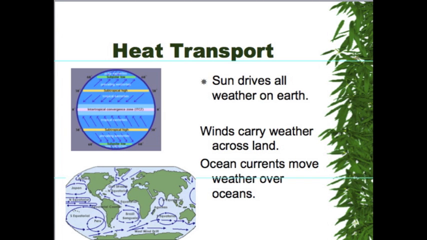First thing you have to understand is the sun drives all weather forces on the planet. The sun heats the earth unevenly, which causes wind. The sun also heats ocean depths at different rates, which causes ocean currents. And those are the two forces that move weather across the surface of our planet.